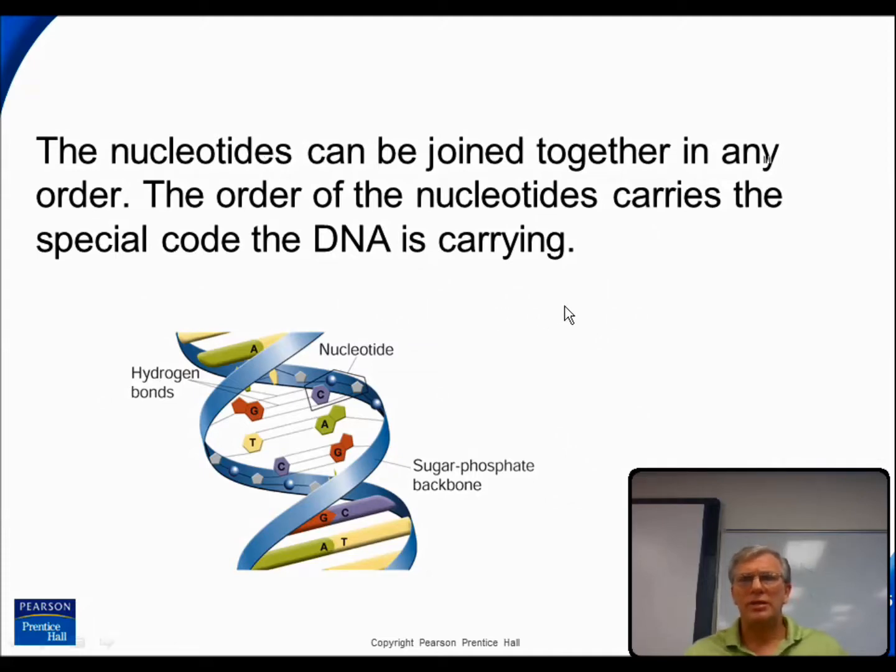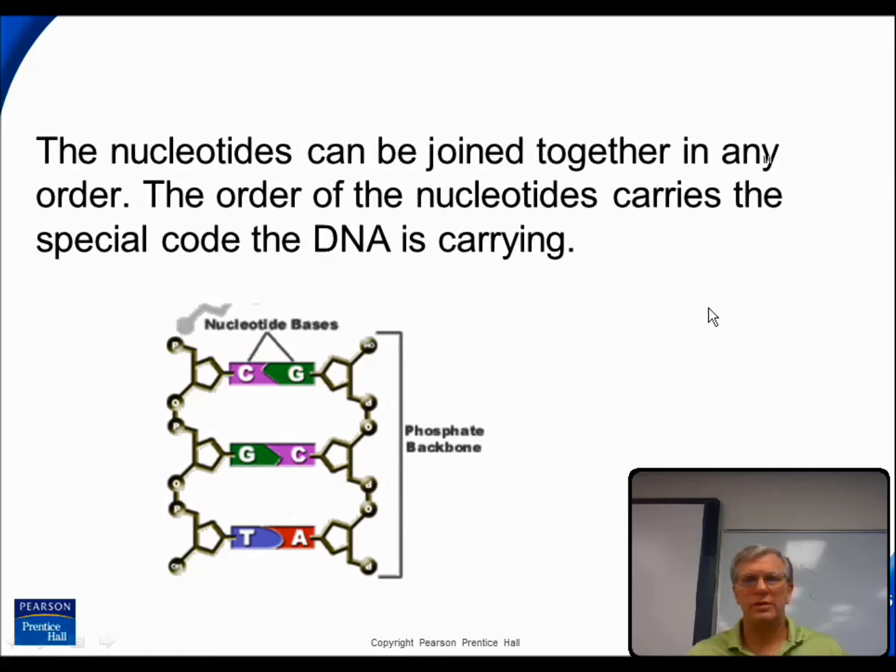Now these nucleotides can be joined together in any order, and it's the order that these nucleotides are arranged in that actually determines the special code that DNA is carrying. It is sort of like an alphabet that spells out very particular messages stored in this base sequence. If we take the DNA spiral and flatten it out and look at it in just 2 dimensions, we're going to see that the DNA molecule kind of looks like a ladder.